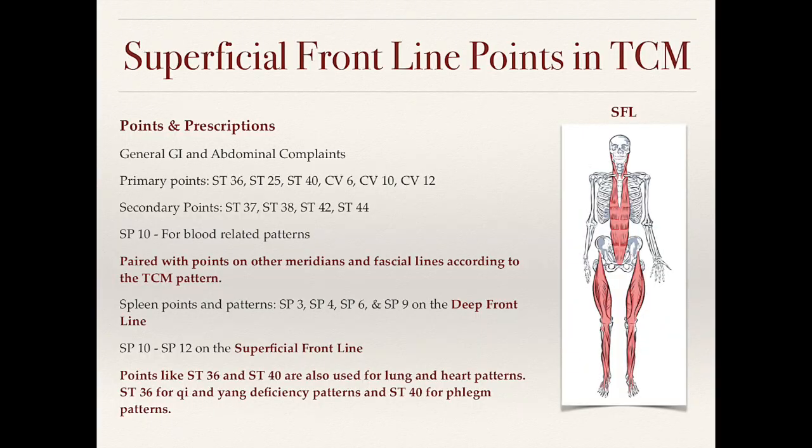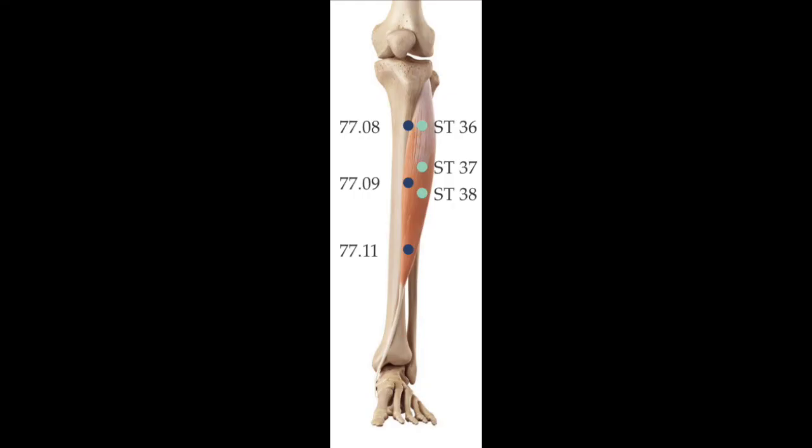Let's see, the other thing that this page reads is that points like stomach 36 and stomach 40 are also used for lung and heart patterns, stomach 36 for qi and yang deficiency patterns, and stomach 40 for phlegm patterns. This is a very important topic that we're going to go into in greater detail as we learn more about the superficial front line and some of the master Tung points that are on this line. They're actually very similar to points you're already using, like stomach 36 and stomach 37. We're going to look at that in just a moment.